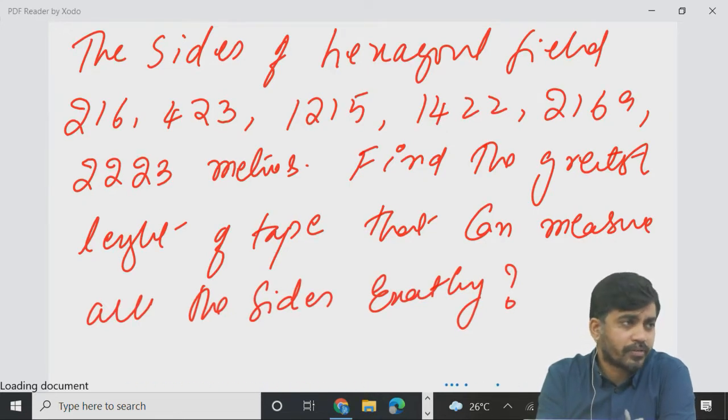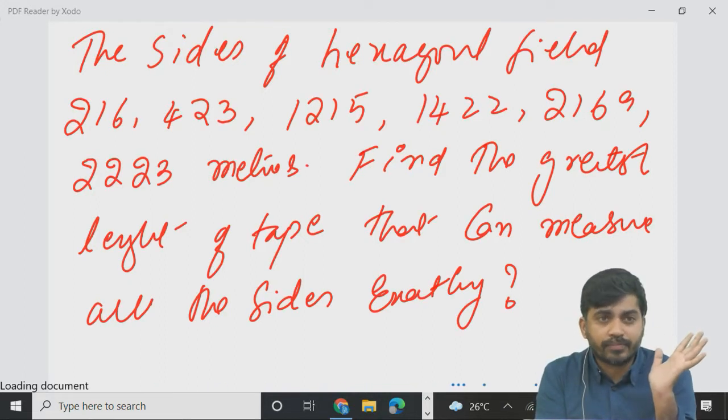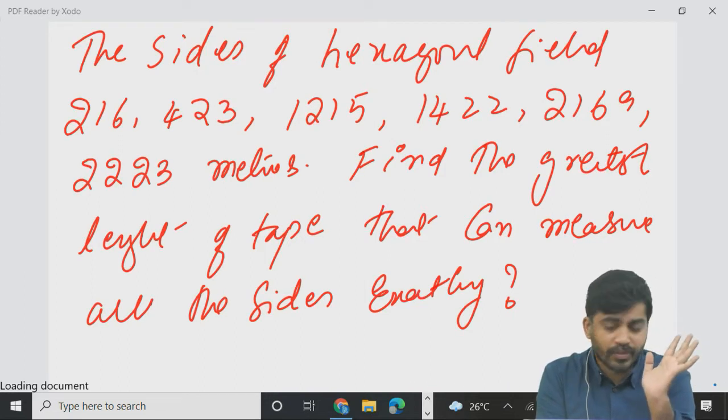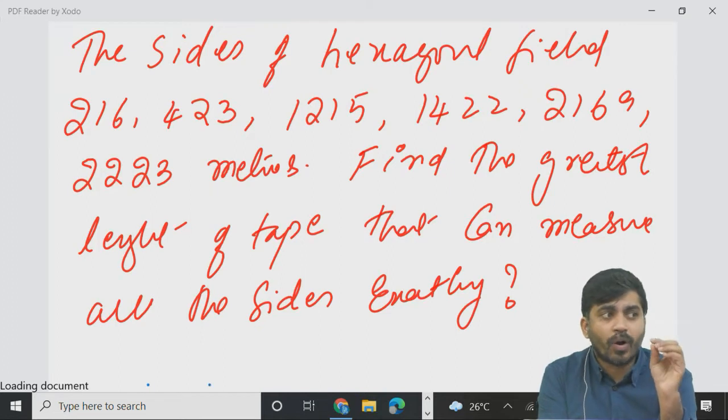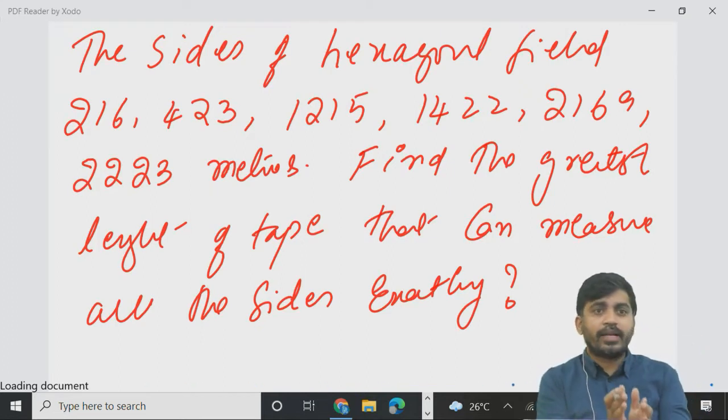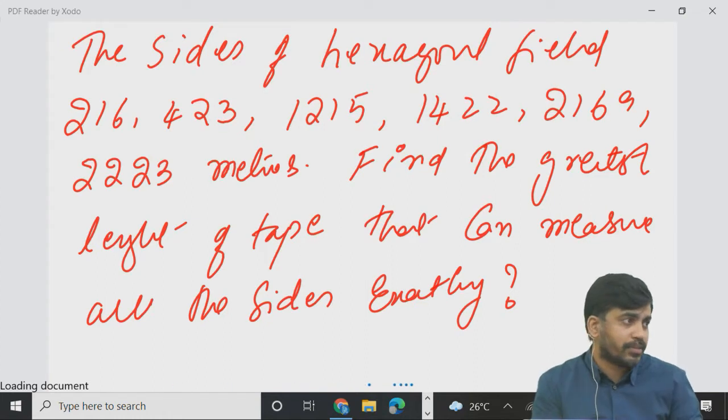This is not a geometry question. In UPSC, they ask questions in a very indirect way. This question is actually based on the highest common factor concept. Say there are 6 numbers. First number is 216, and so on. The question is, what is the greatest number that divides all the 6 numbers?